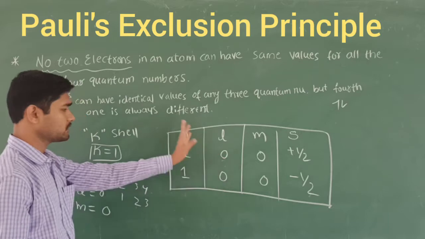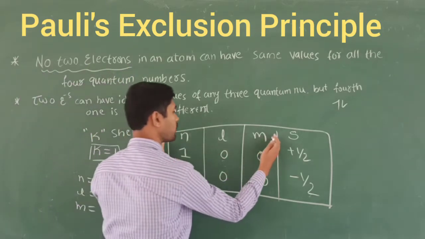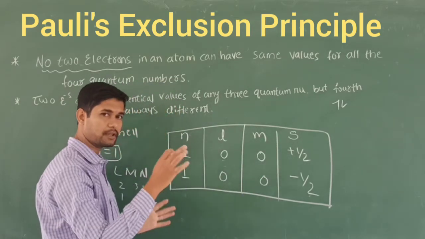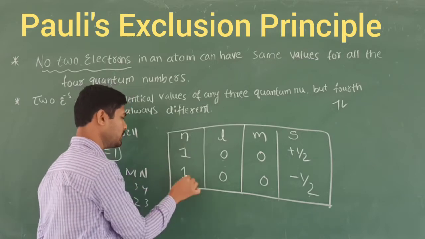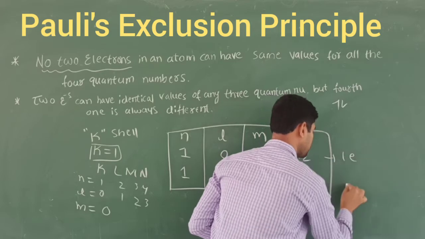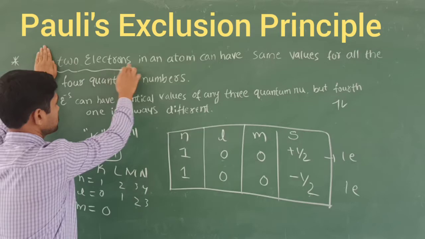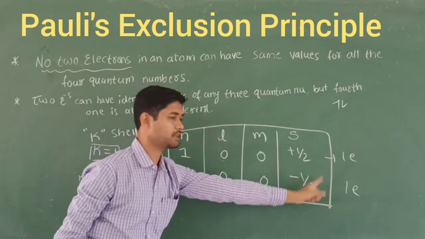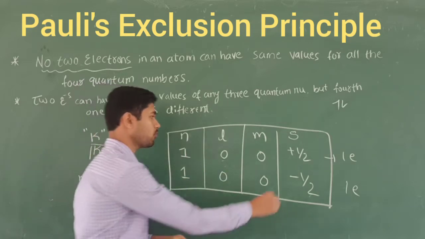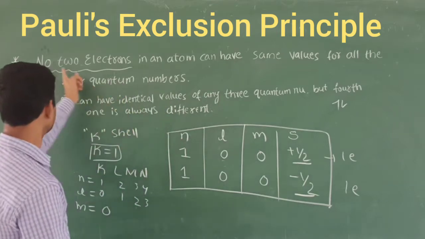You can see here that for any two electrons, according to the statement, these three quantum numbers are the same for the two electrons. I am going to take the K shell, right? n is equal to 1, n is equal to 1, the same. This is one electron, and this is one electron. So just see here, two electrons in an atom can have only three quantum numbers the same, but the fourth one will be a different value. That is called plus half, and that is called minus half. So that is no two electrons.